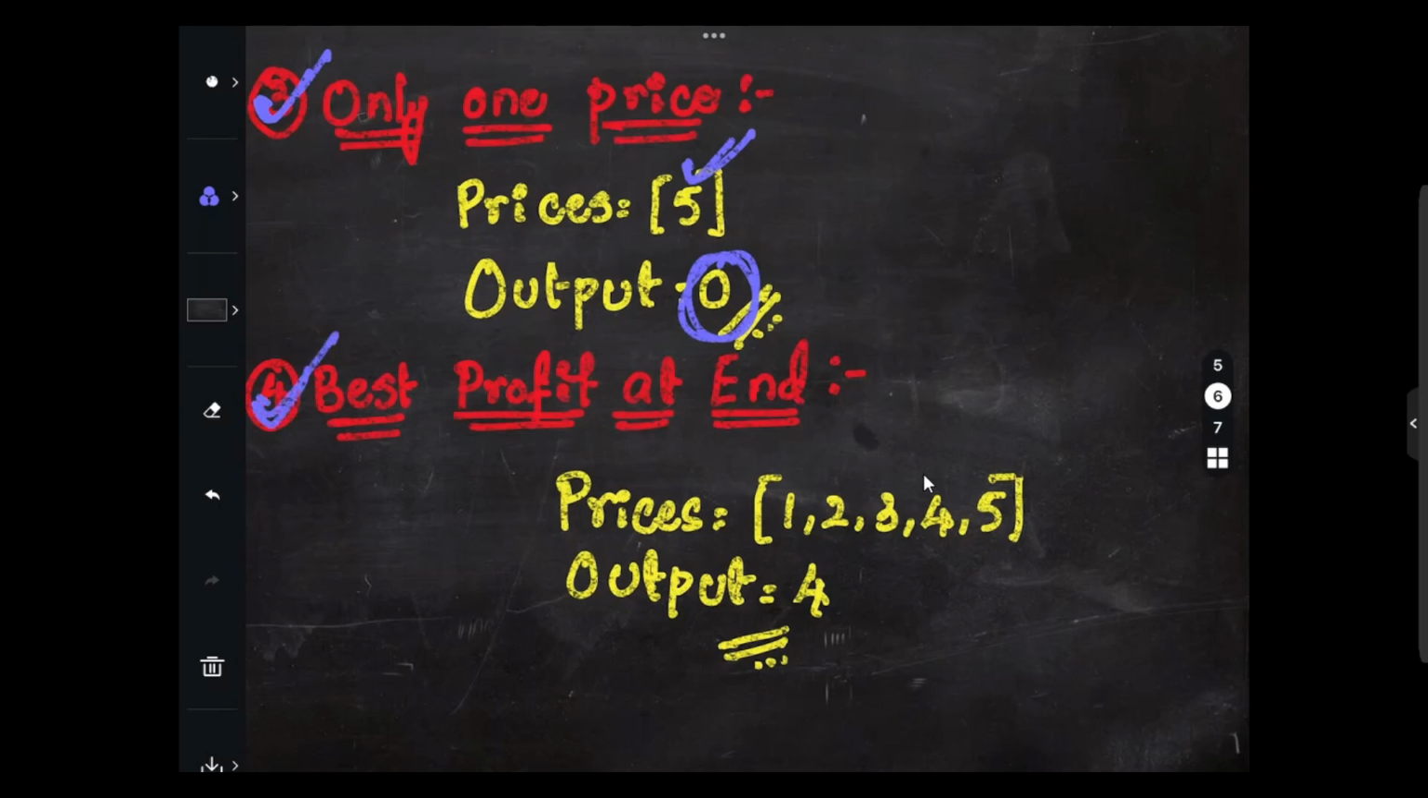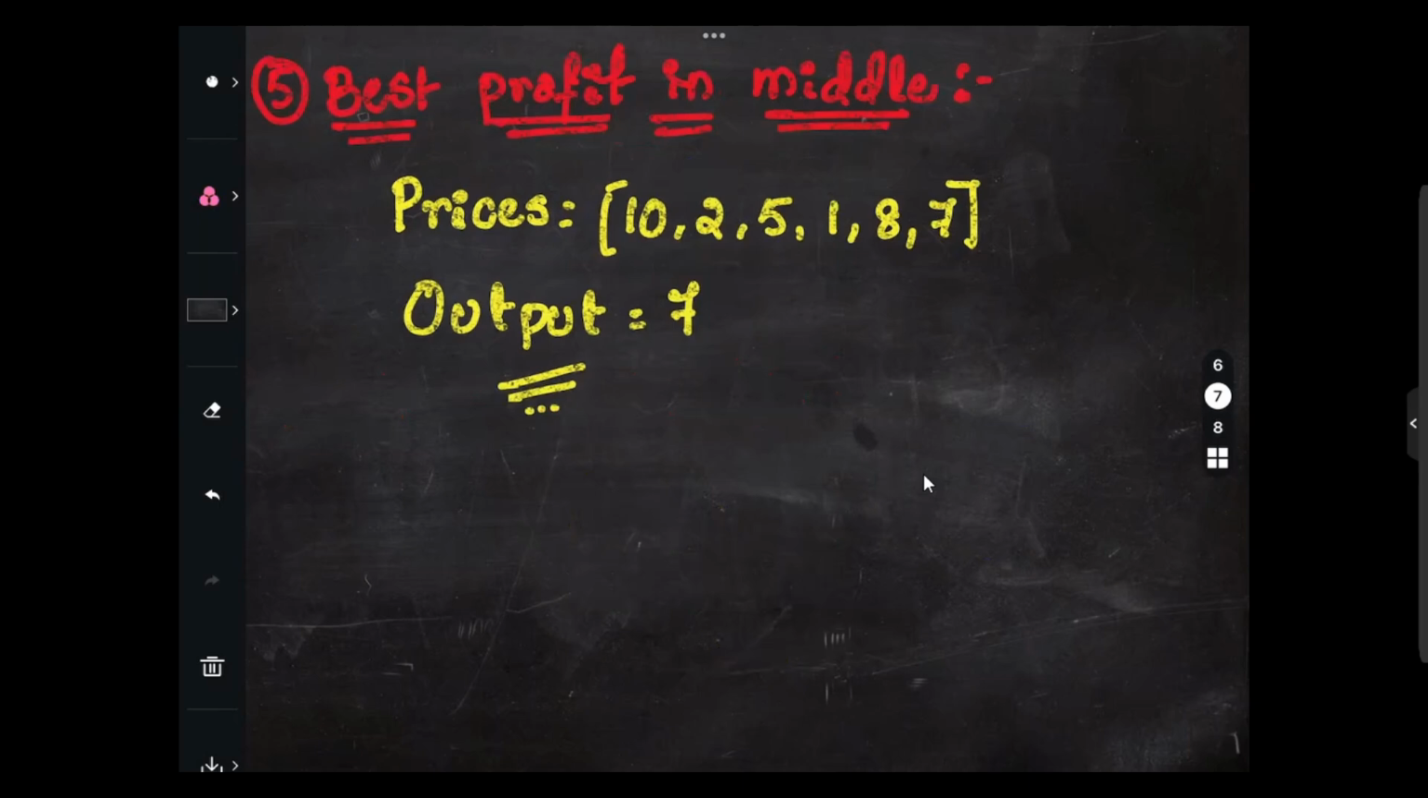So let's move on with the fourth edge case here. Best profit at end. When I say best profit at end, we will be buying at the first one. So this is increasing order, right? We have the values in increasing order. This is day 1, day 2, day 3, day 4, day 5. So we will buy on day 1 at the price of 1 and we will sell on day 5 at the price of 5. So 5 minus 1, the profit we got, is 4. That's what we need to return here. Output will be 4. This is fine.